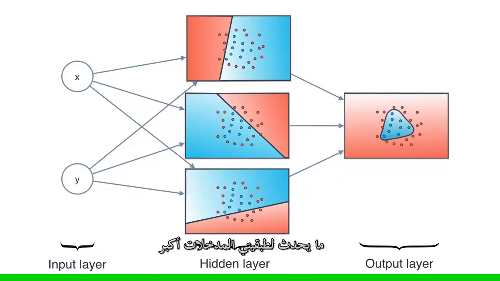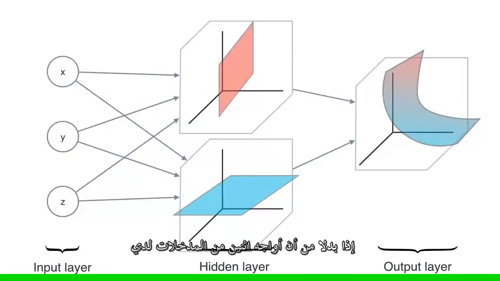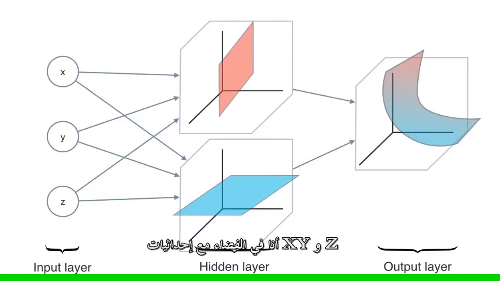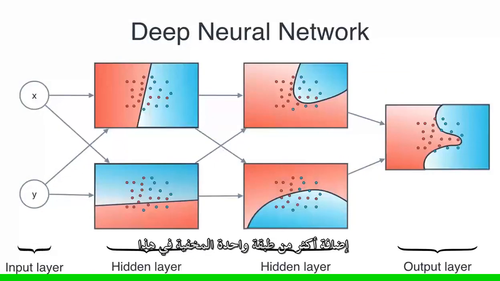What happens if my input layer is larger? If instead of having 2 inputs, I have 3 inputs. That means instead of being in the plane with x and y coordinates, I am in space with x, y, and z coordinates. And now, instead of lines that cut the plane in 2, I have planes that cut the 3D space in 2. And in the same way as before, I can combine these regions in order to get a region like in the output layer. And I can also do probably the most important of these, which is I can add more than one hidden layer.